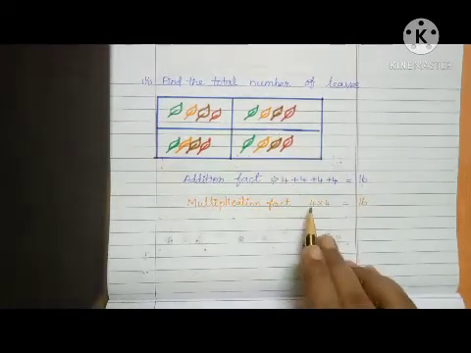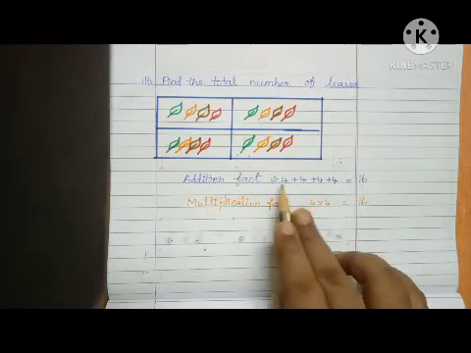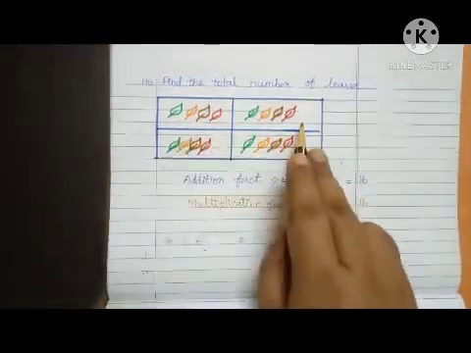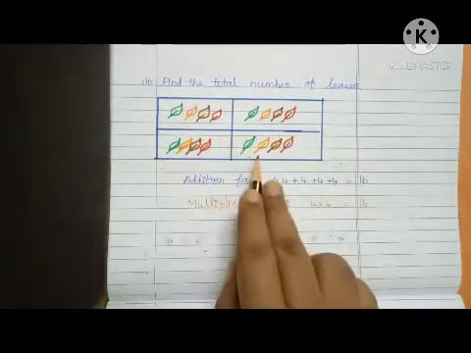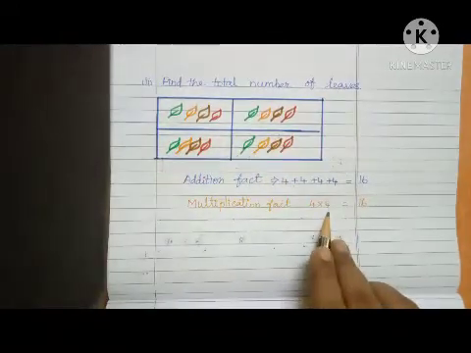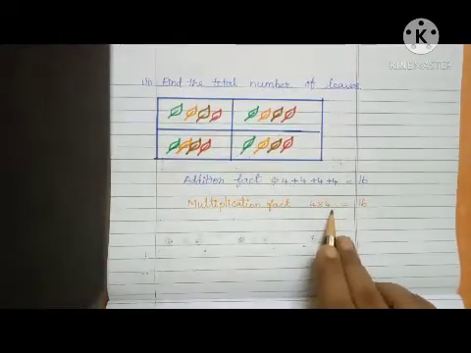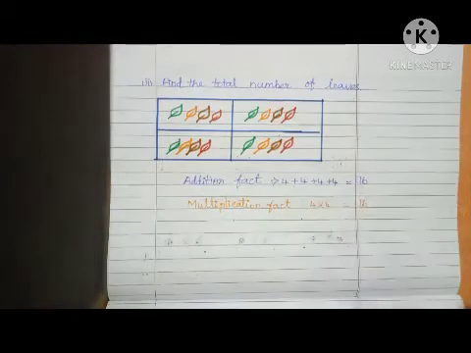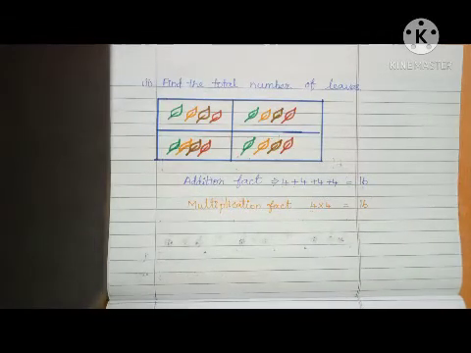You write it this way: all the groups have 4 leaves. So how many groups are given here? 4 groups. So 4 leaves, 4 groups equal to 16. Then next one.